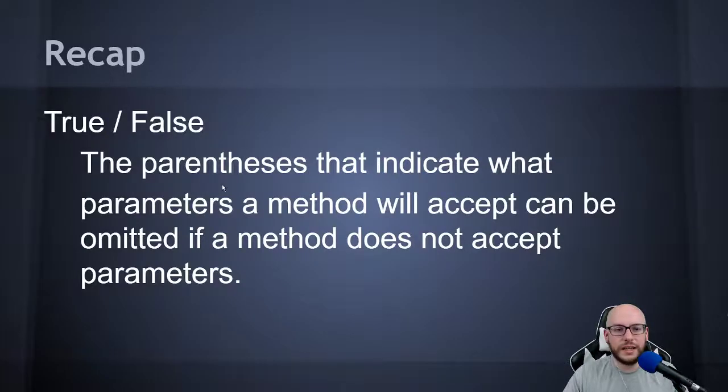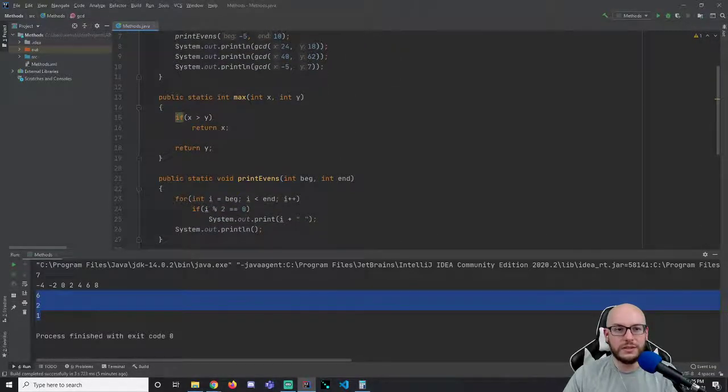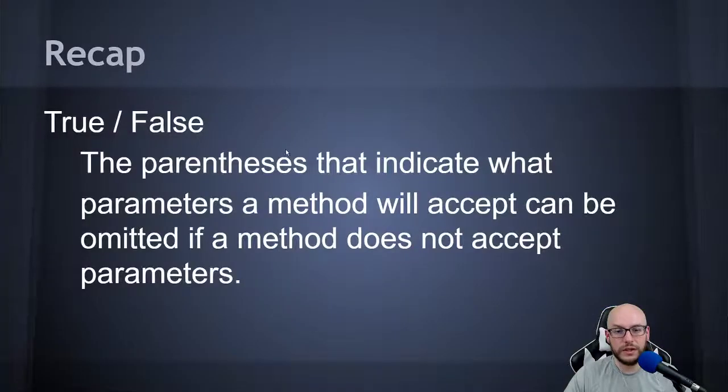The parentheses that indicate what parameters a method will accept can be omitted if the method does not accept parameters. What am I saying? No examples here, but just imagine that we wrote a method that doesn't take in any input. It's possible to write a method that doesn't need any input in order to produce an output. But what the question is asking, can we get rid of these parentheses? And you will see that right away, IntelliJ says no. So this is false. You cannot omit those.